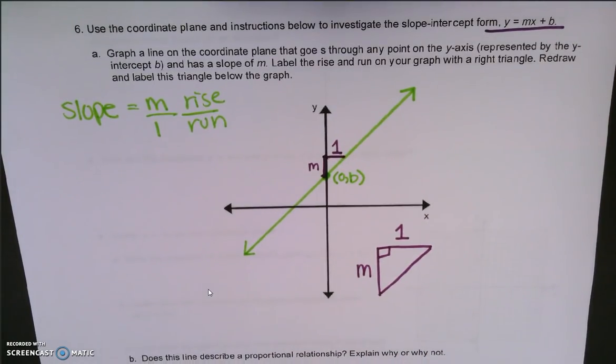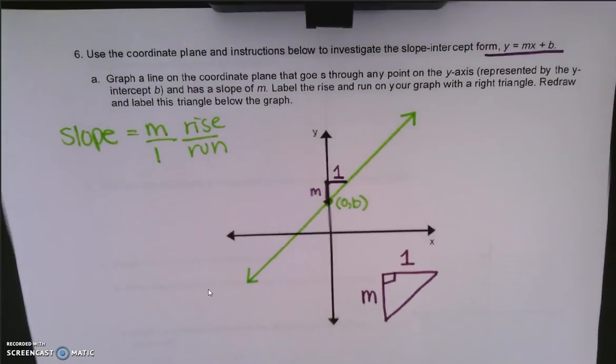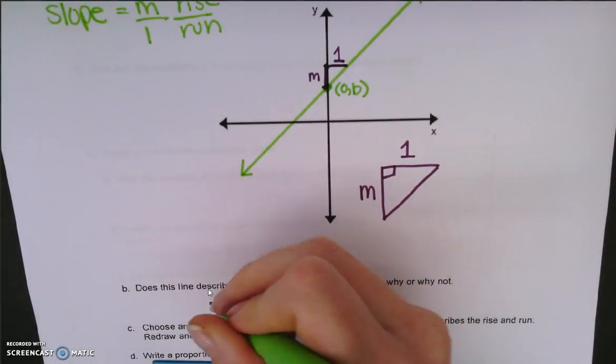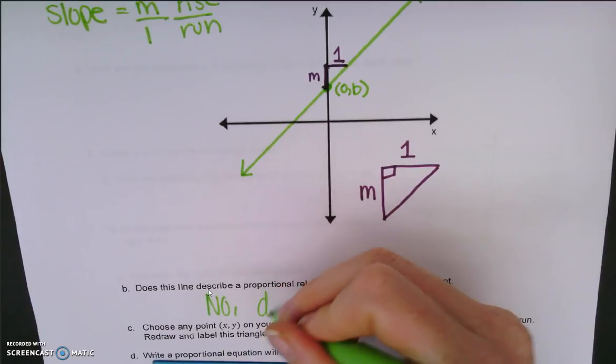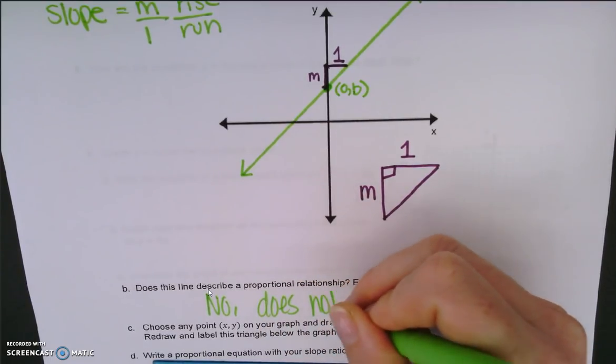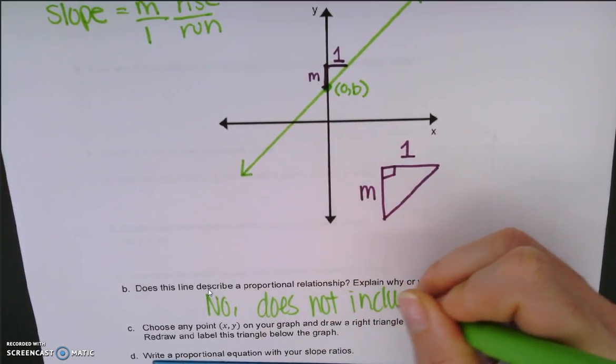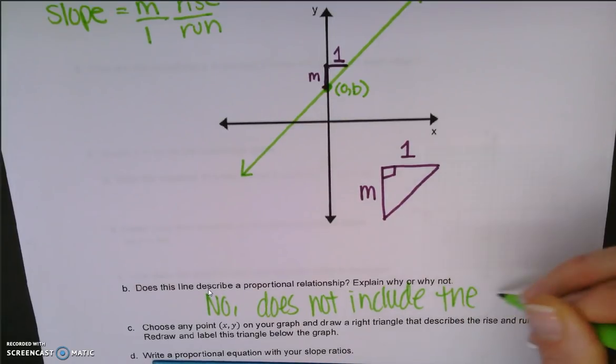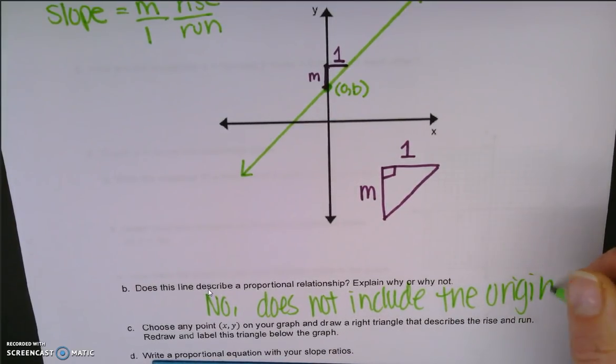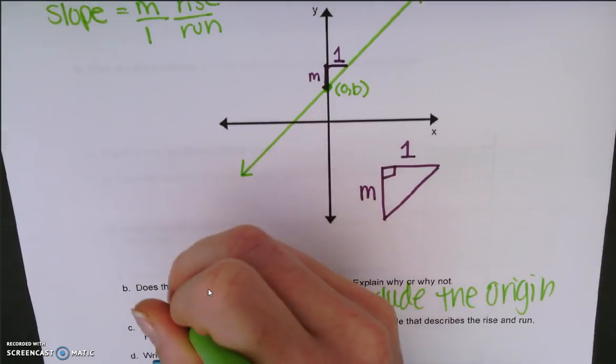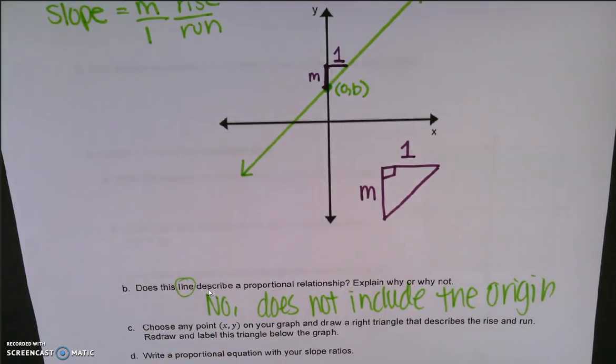Does this line represent a proportional relationship? Does it, you guys? No, it doesn't. No, it does not include the origin. I'm going to talk about including the origin because it's talking about the line, which means the graph.